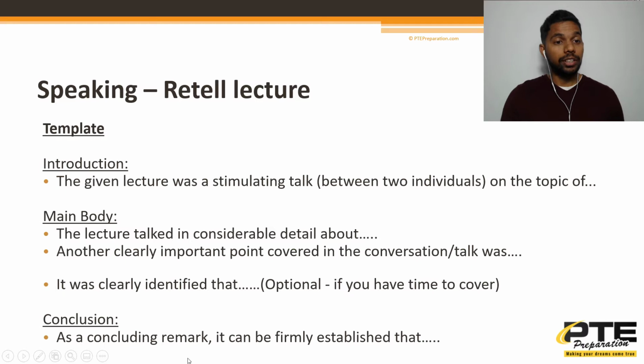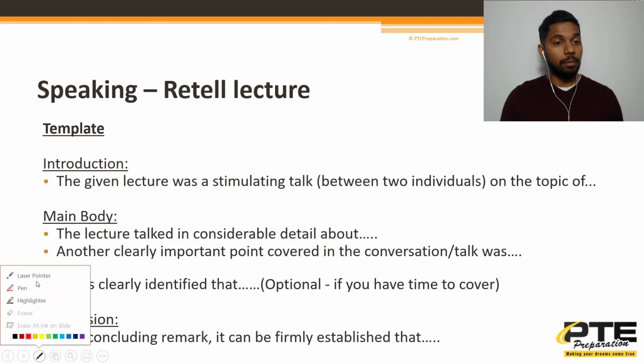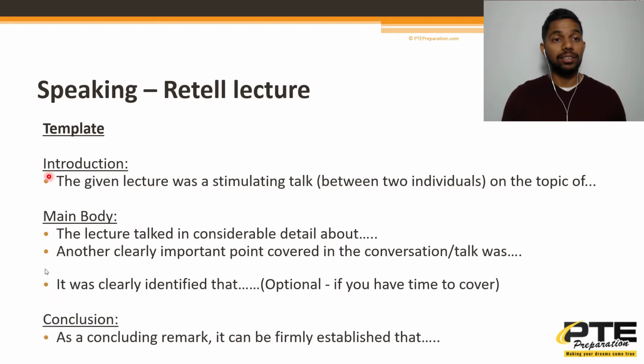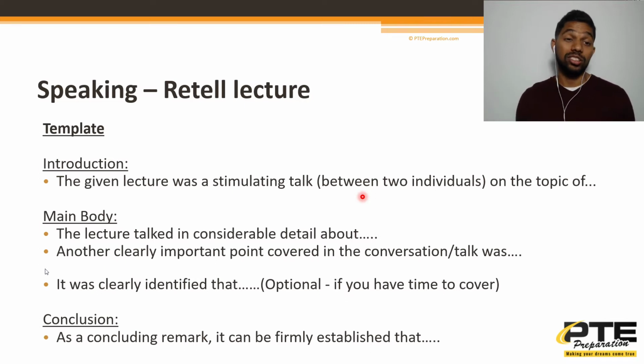So let's go over the template quickly. So this is the template. It's broken down into three parts: the introduction, main body, and conclusion. In the introduction, the first sentence is: the given lecture was a stimulating talk on the topic of blank. Now, if it's a conversation between two people, you can also say the given lecture was a stimulating talk between two individuals on the topic of blank, or if you want to keep it simple, you can just remove the bracket altogether. So the given lecture was a stimulating talk on the topic of blank, usually based on the notes that you've taken.